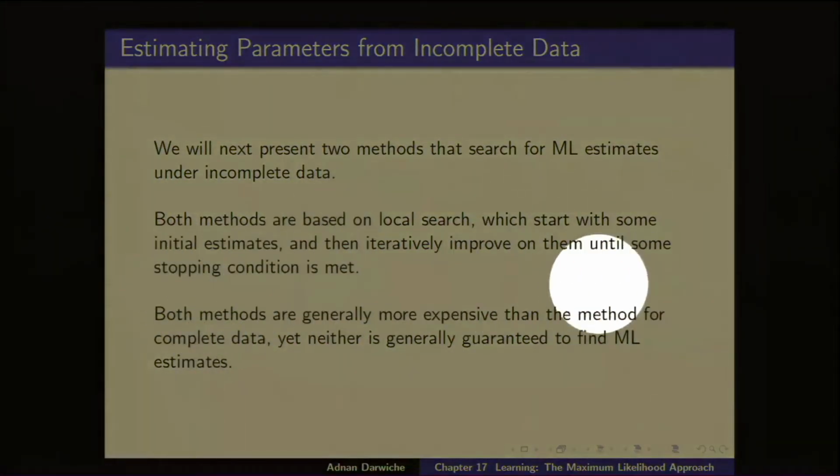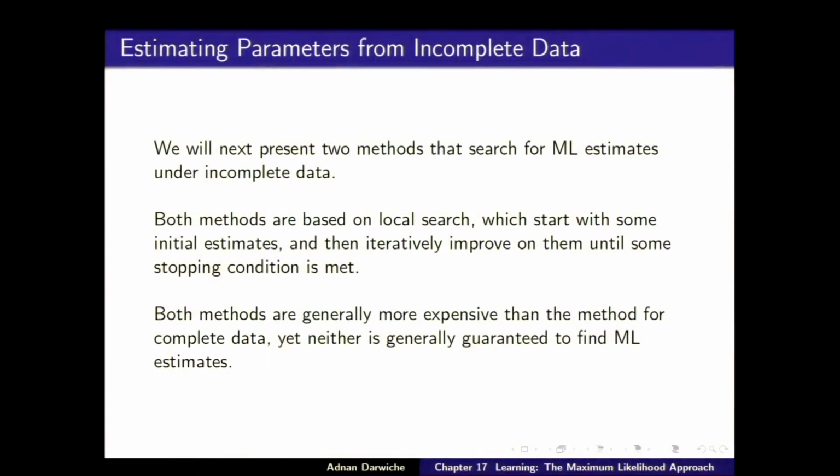They're both more expensive than doing complete data, and neither is really guaranteed to find maximum likelihood estimates in the sense of global optimization. They are best effort methods. They do come with some guarantees. The first one, in particular EM, you'll see gives you some interesting guarantees, but there is no guarantee that they will find the optimal or an optimal estimate.